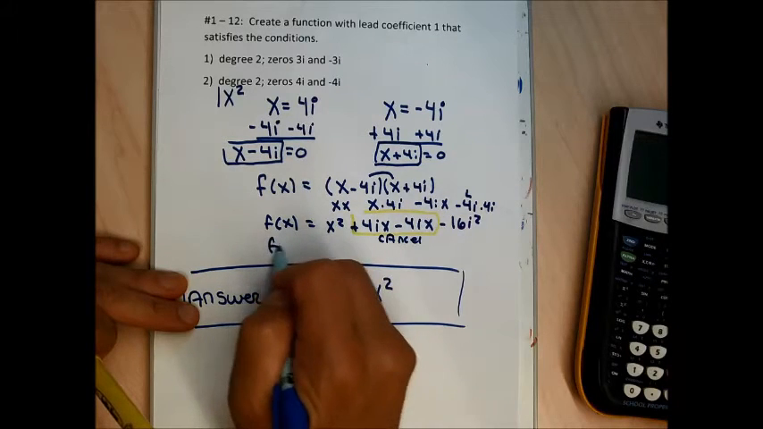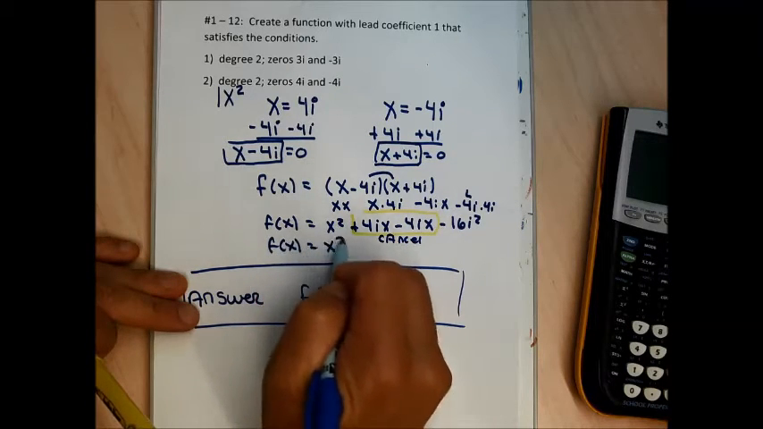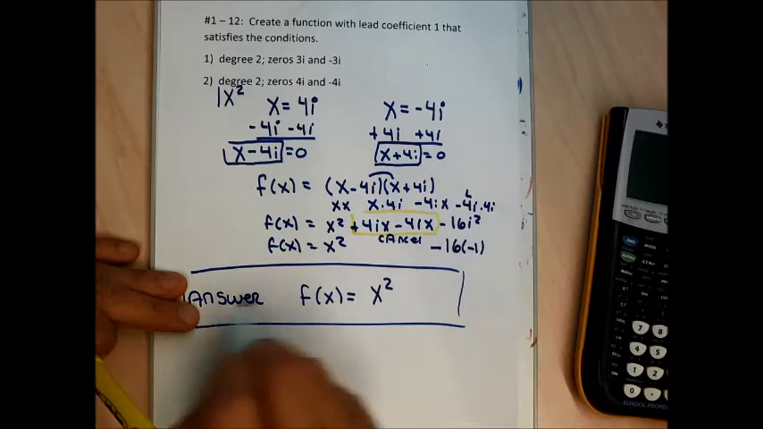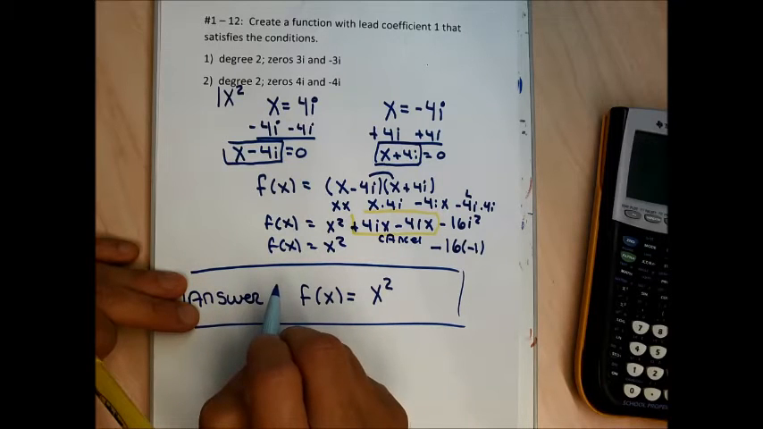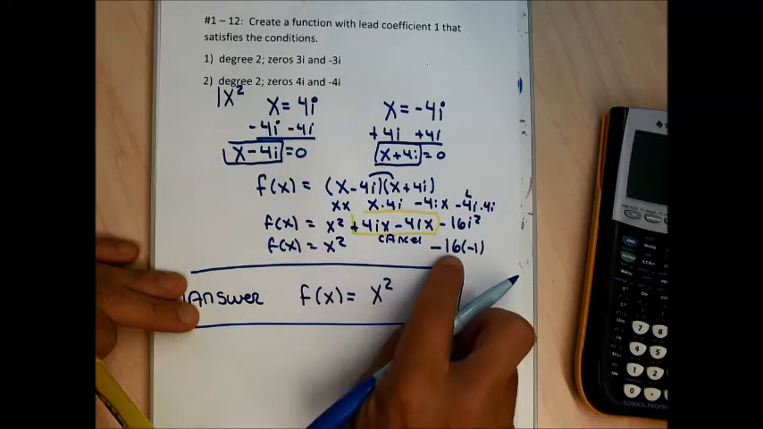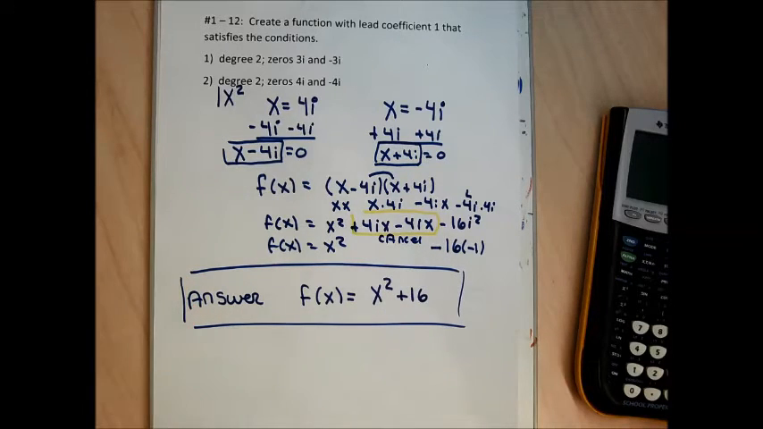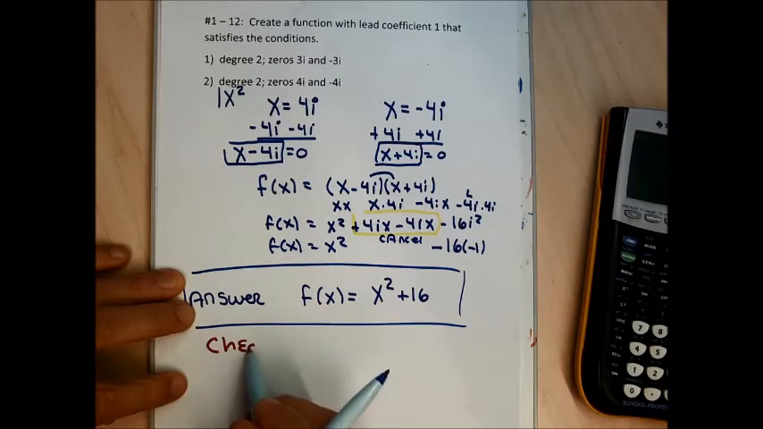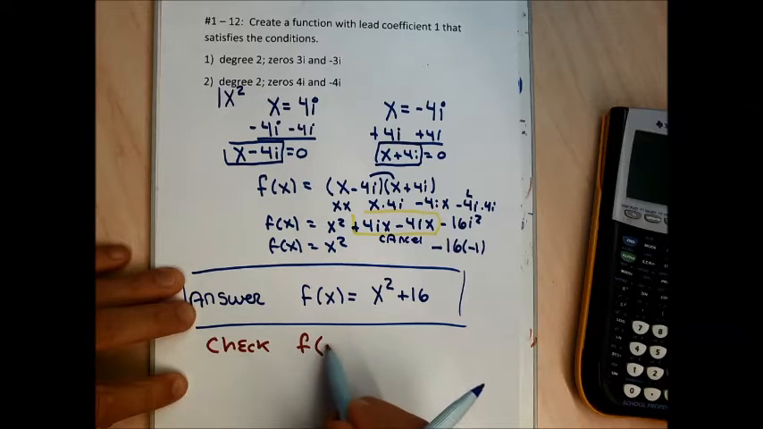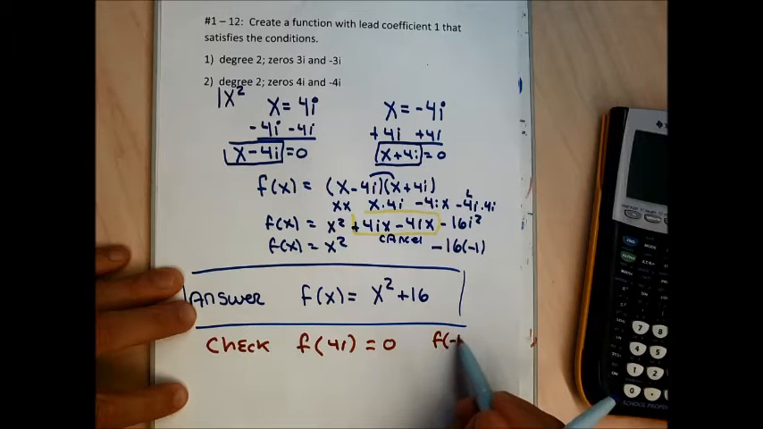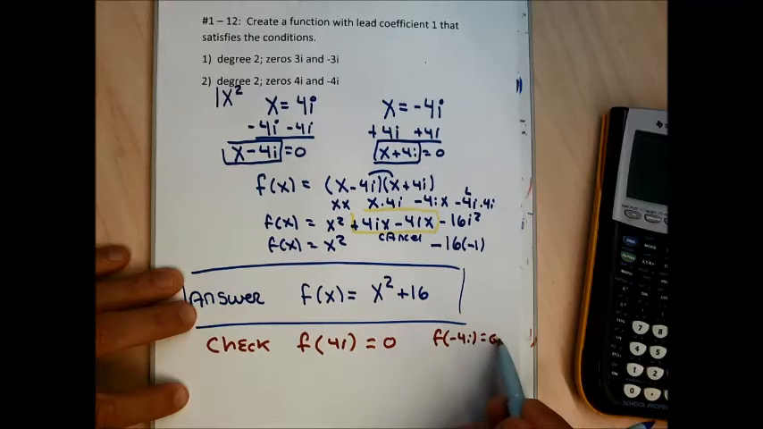And so I'm left with f of x equals x squared, and then minus 16i squared, but i squared is equal to negative 1, so it's going to be x squared minus 16 times negative 1. That minus 16 times negative 1 I'm going to write as a plus 16. I claim my answer is f of x equals x squared plus 16. To check, it should be that f of 4i equals 0, and f of negative 4i has to equal 0.